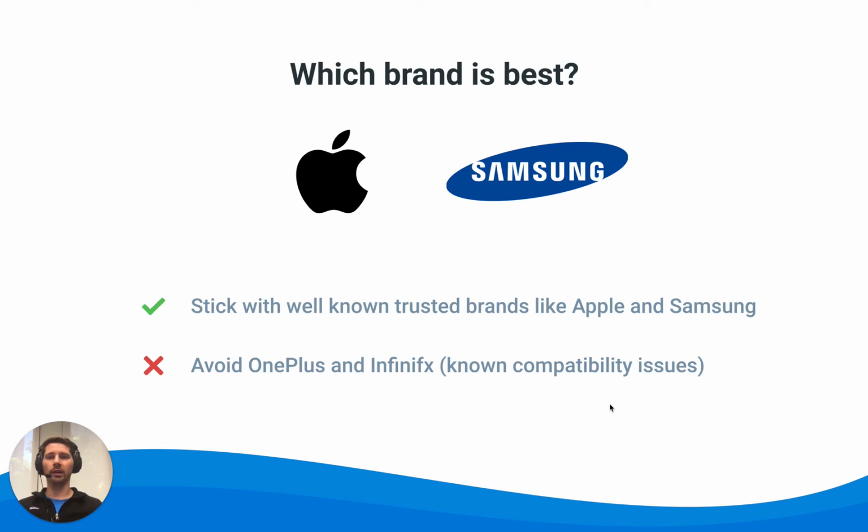In terms of brands, we recommend sticking with the well-known trusted brands like Apple and Samsung. These companies typically produce devices that are of quite a high quality. They're reliable, they're stable, they perform really well, and they're well supported. And compatibility is not really an issue. There are some brands to be aware of that have known compatibility issues with Dashpivot, so just watch out for those.